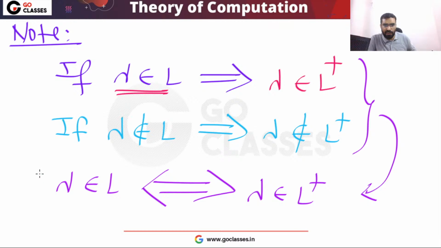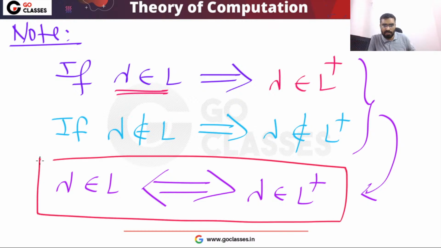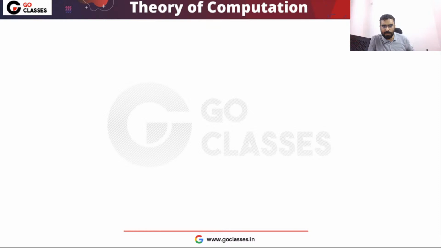So this is an if and only if statement. Empty string belongs to L if and only if empty string belongs to L plus, or I can say empty string does not belong to L if and only if empty string does not belong to L plus. This is an if and only if statement. Are all these points clear? So these are the conclusions.